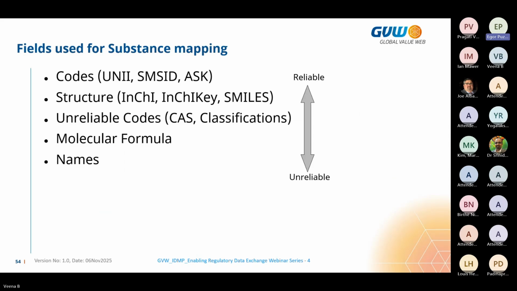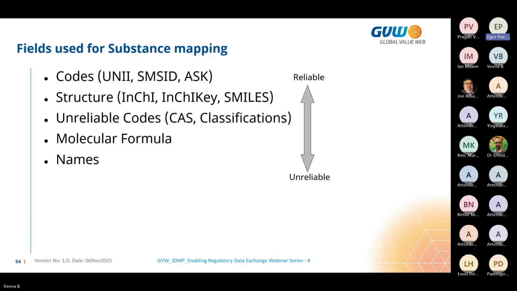Here's one interesting part: which fields can be used for substance mappings. I have listed them here from reliable to unreliable. The most reliable information which can be used for substance mapping is codes, specifically UNII, SMS ID, ISK.